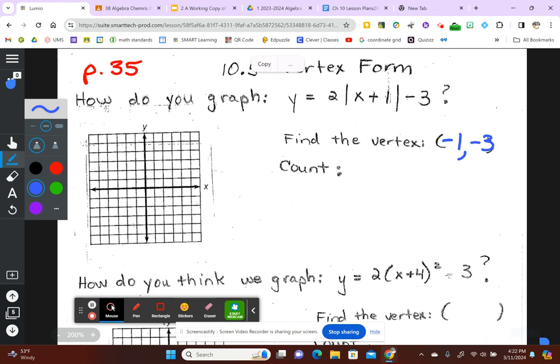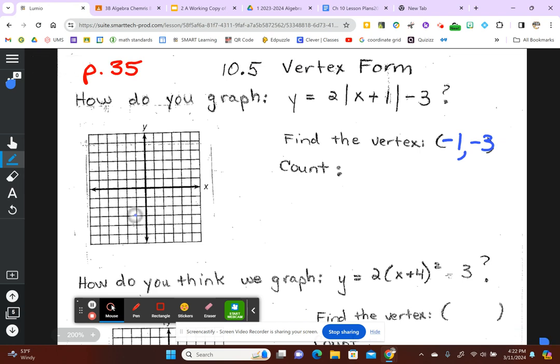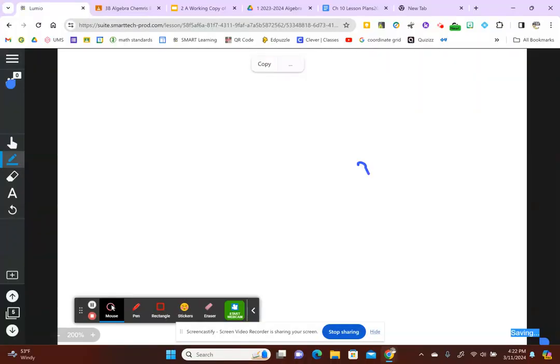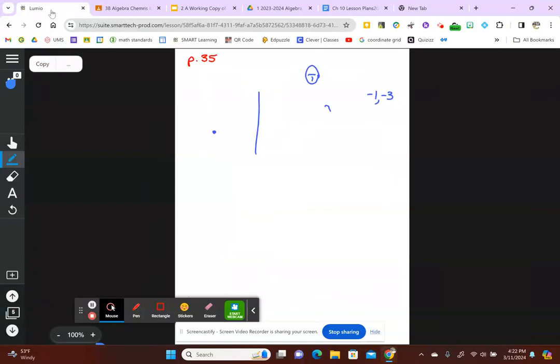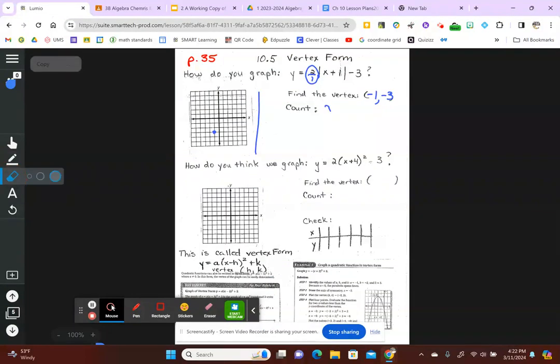So when we graph an absolute value function, we first graph the vertex, -1, -3. And then we use this as our rise over our run. Whoops, I don't know what just happened there. Let's see if I can get this page back. Okay, there we go.